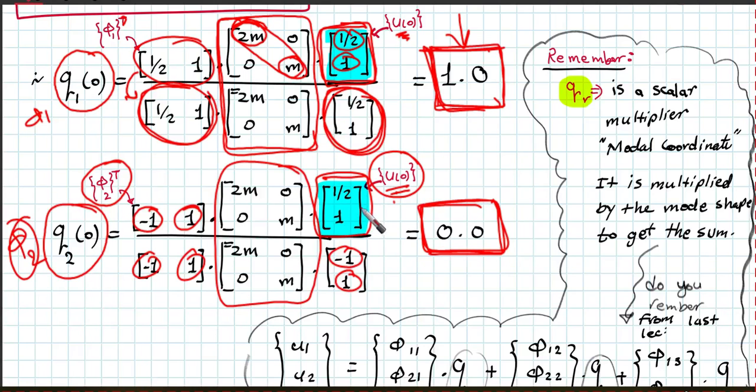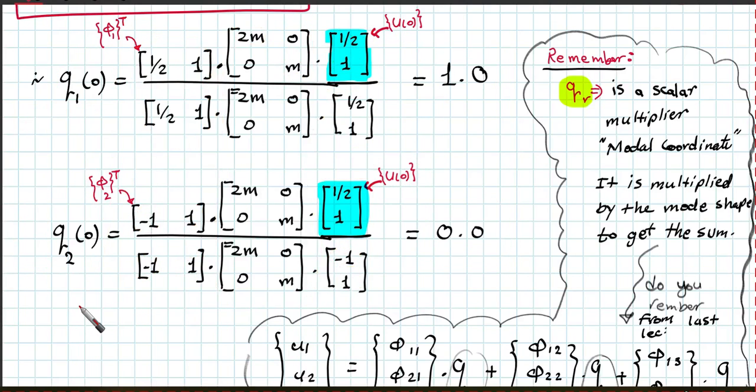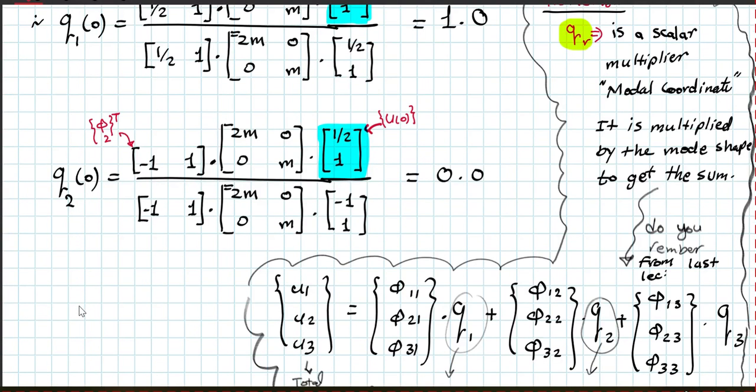What is the meaning of this? Exactly. The contribution of the initial displacement vector through the second mode shape is going to be 0. There is nothing. I hope that you remember this. This is only a kind of a reminder for us. Remember this.